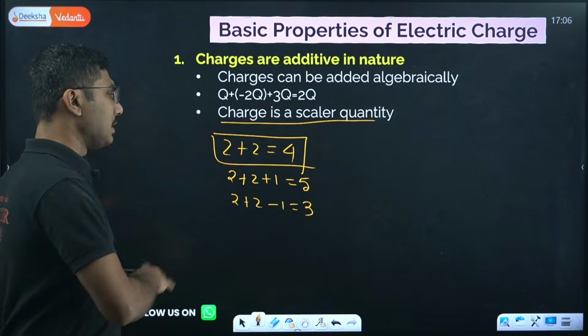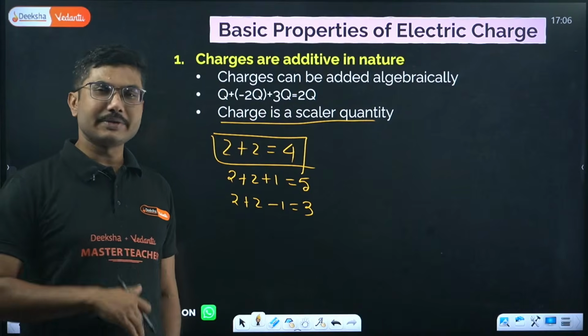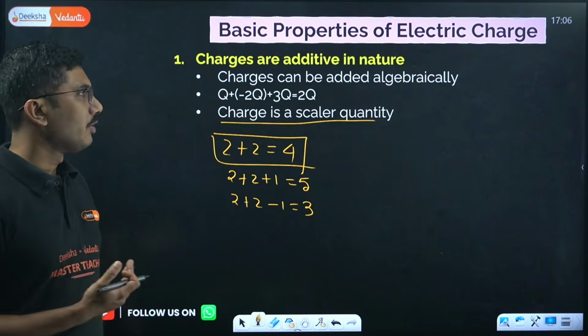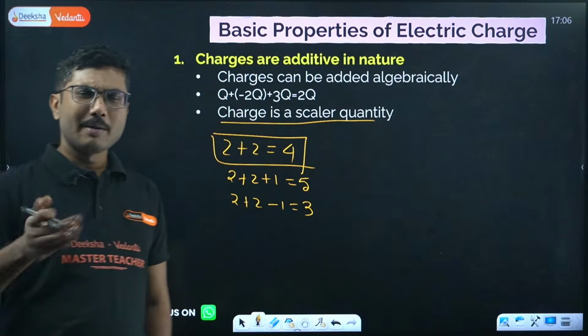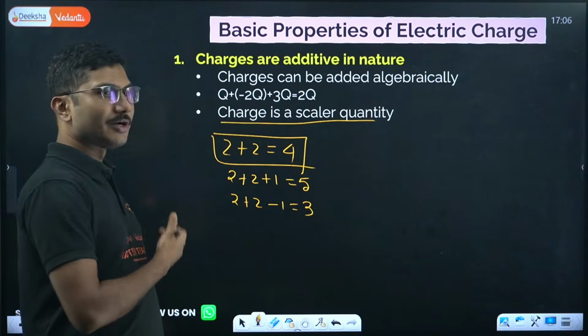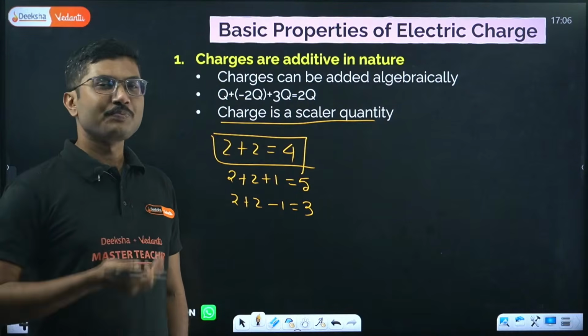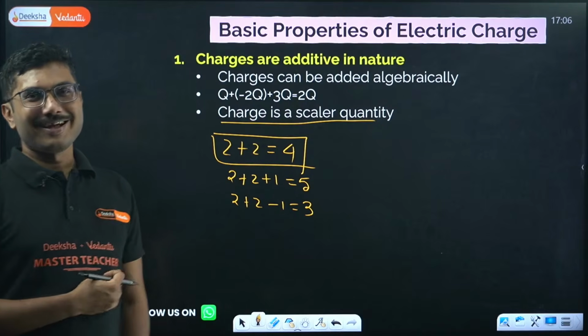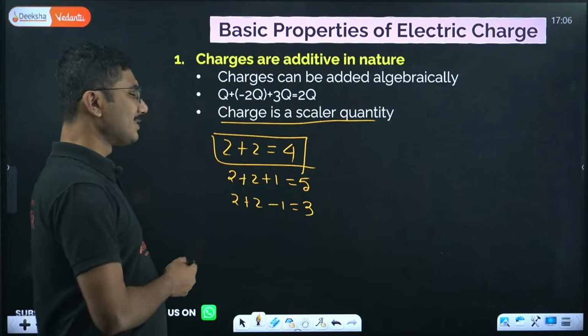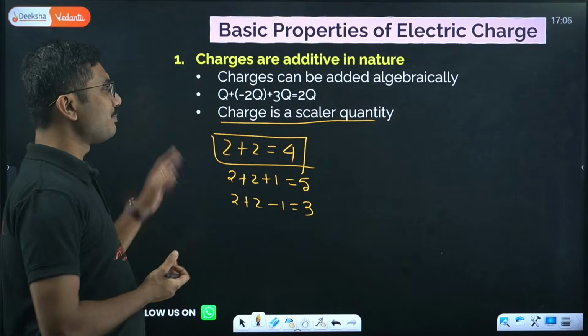If total negative is more than total positive, then the answer will be negative. Okay, the 6th class math, I think 6th class you have learned it, or maybe 5th class. There you have studied positive and negative addition. That same thing you are learning again in your second PU. So this is as easy as that. Don't get confused. Charges can be added.